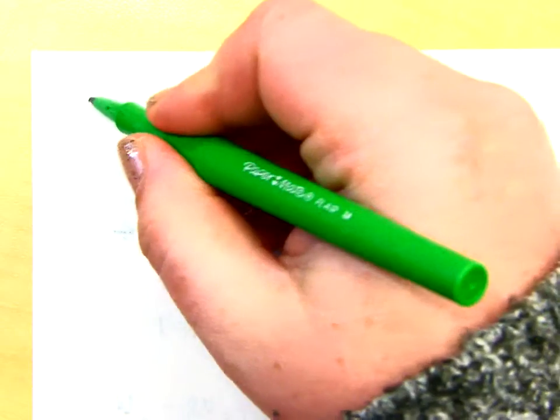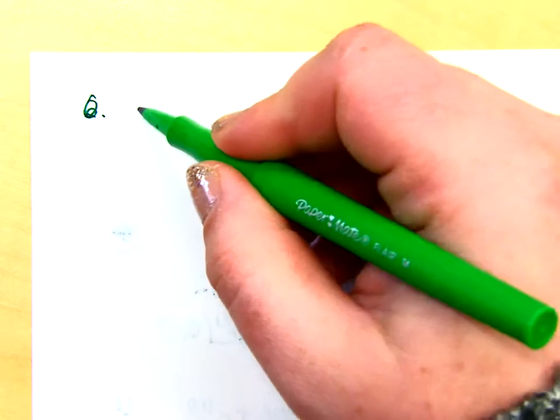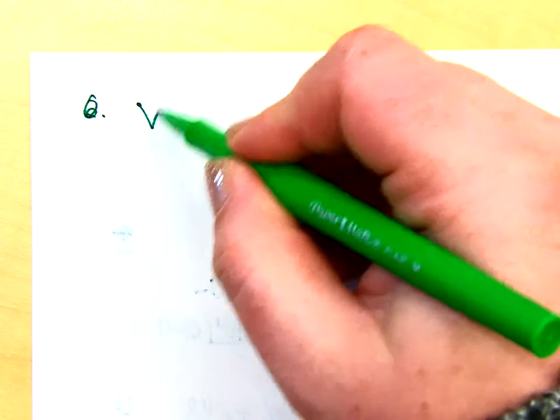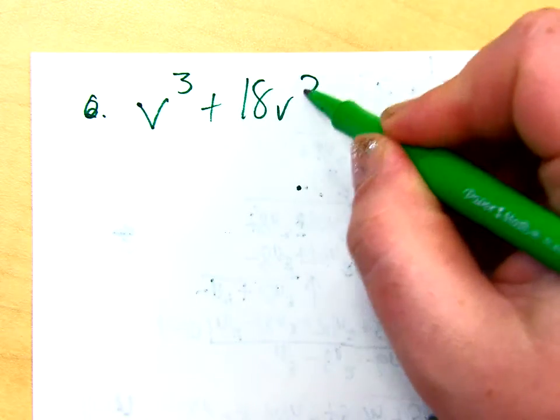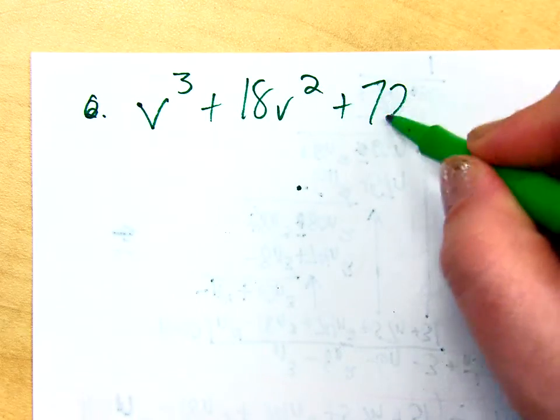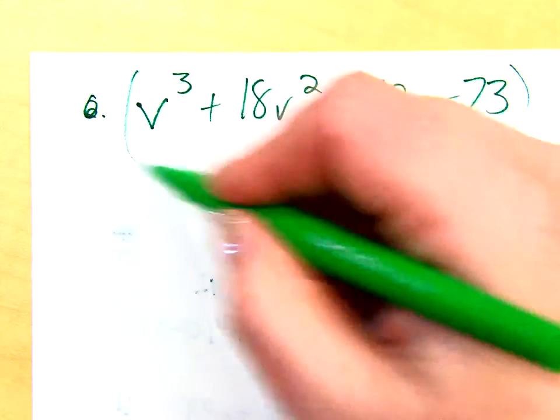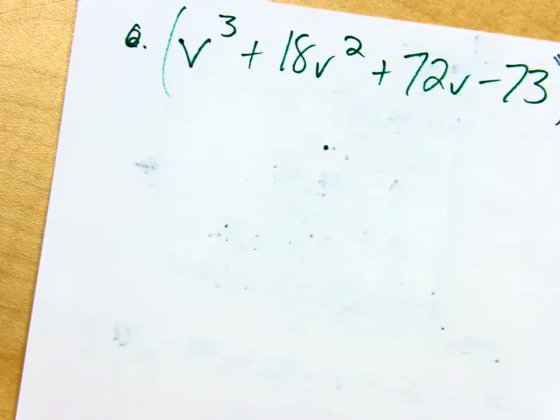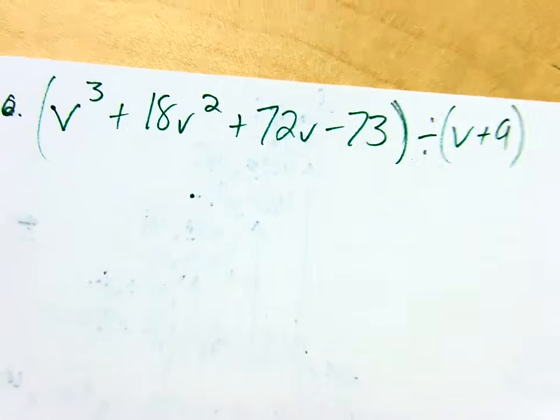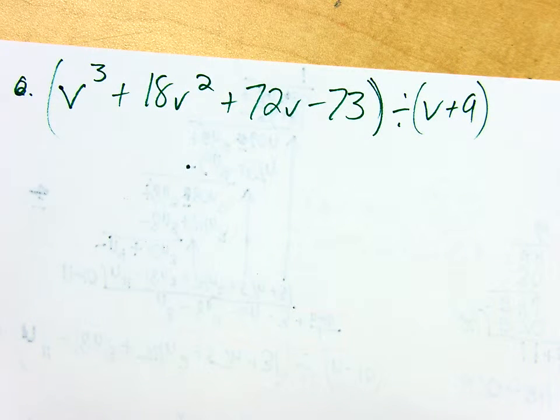Haven, can you read for me the second one? Number 6: b to the third plus 18b squared plus 72b minus 73, divided by b plus 9. Do you want to try it by yourself? Yes. All right, let me give you a minute. Is this on the paper? Yes.